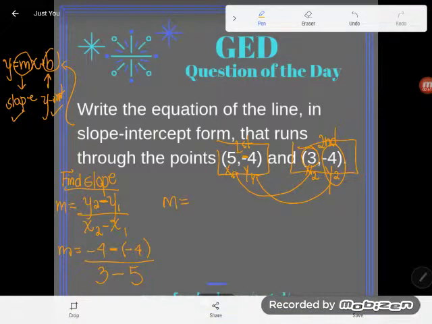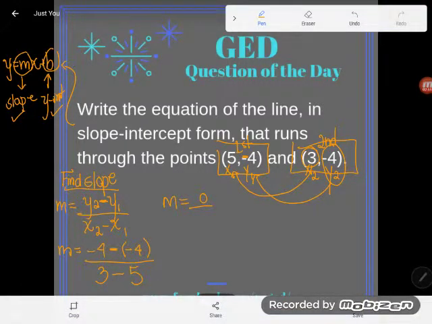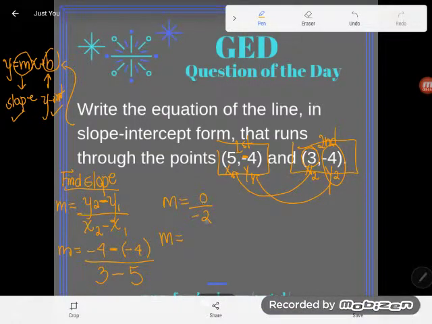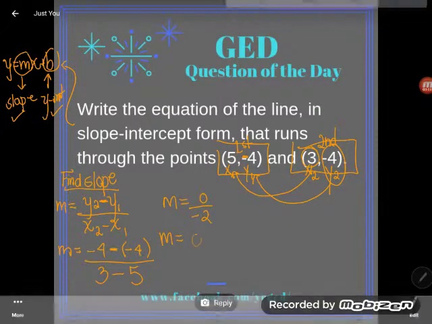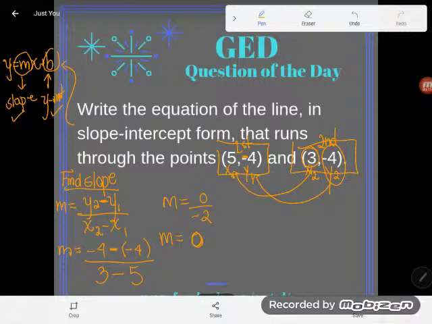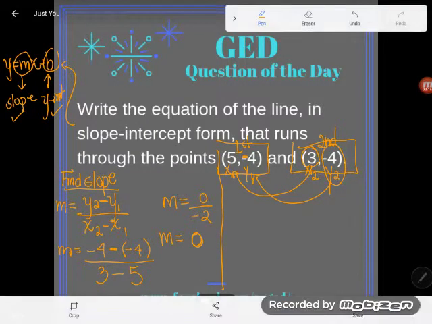So -4 minus -4, of course, is just going to give me 0. And then 3 minus 5 is going to give me -2. Now, this will simplify even further because you can divide 0 by anything. 0 divided by anything, no matter how many pieces you break 0 into, will give you 0. So I just found out that the slope of my line is 0. My m is 0. So that was how I found slope.